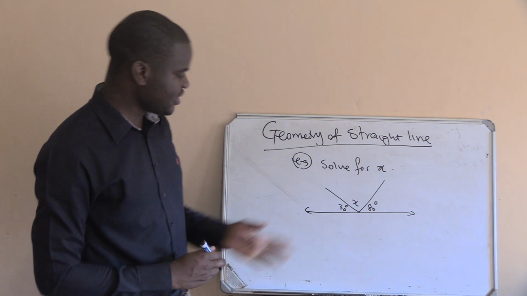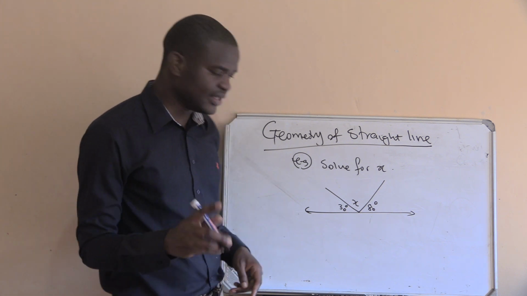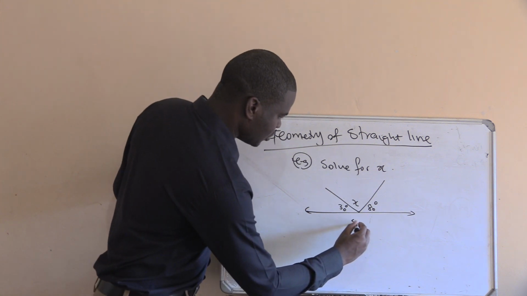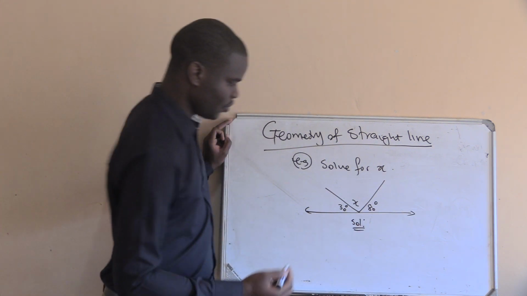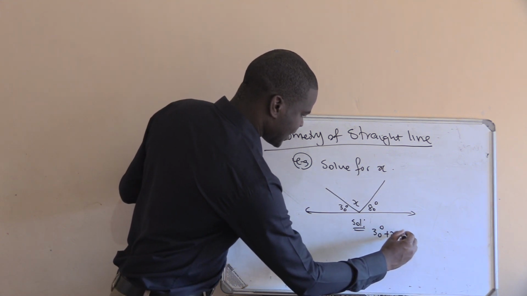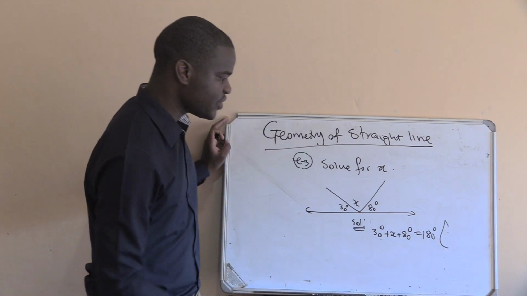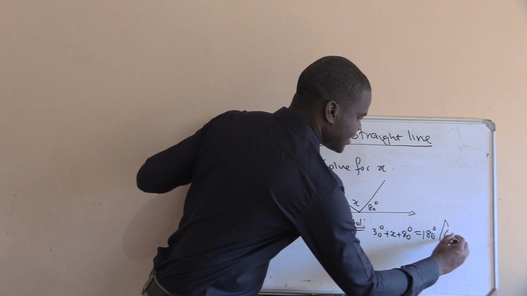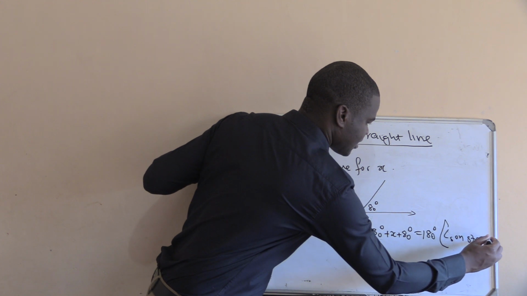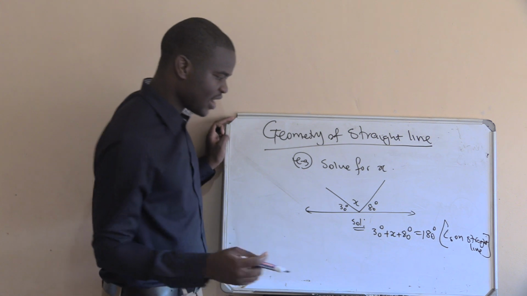Solve for x. Meaning that according to the theorem, sum of angles on a straight line, they add up to 180 degrees. So let us start. Solution. We are going to write 30 degrees plus x plus 80 degrees is equal to 180 degrees. You can just write angles on a straight line. This is another reason that can make life easy for you. Angles on a straight line, they add up to 180.